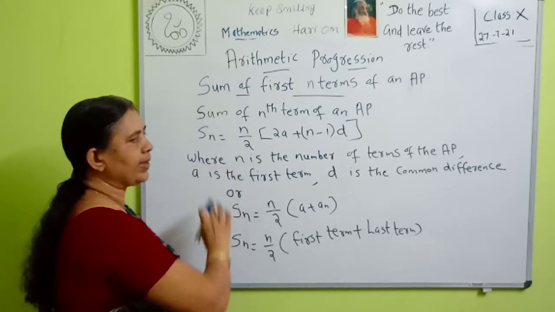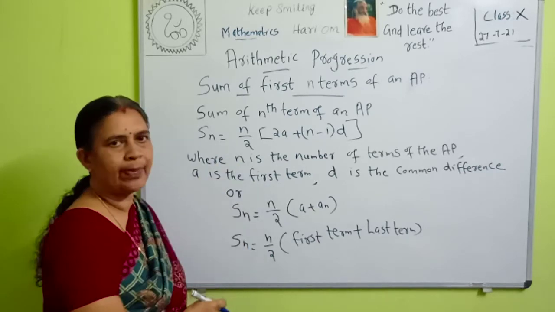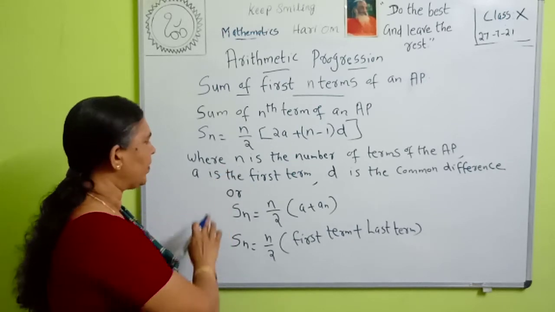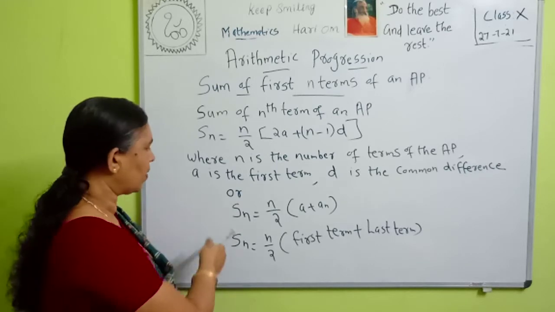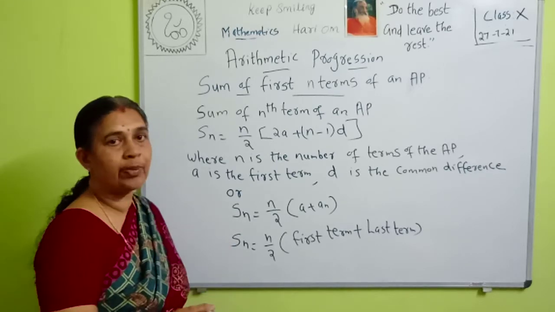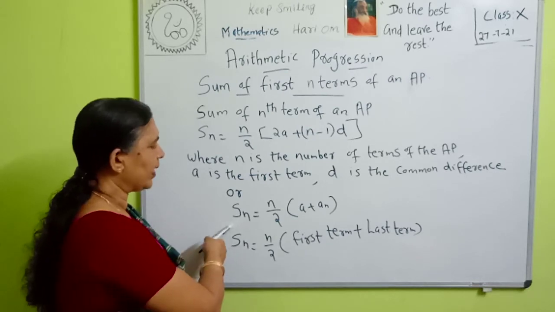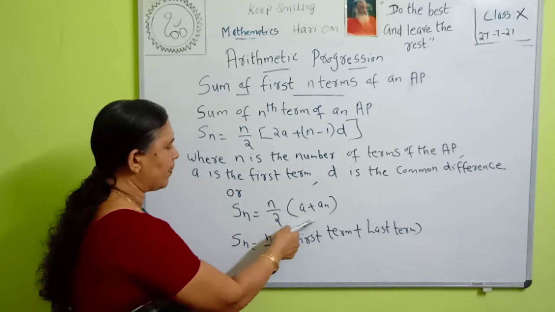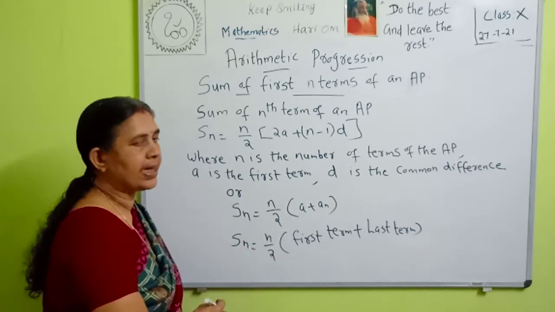Sum of n terms of an AP is Sn is equal to n by 2 into 2a plus n minus 1 into d, where n is the number of terms of the AP, a is the first term and d is the common difference. Or if the first and last terms of the AP are given, we can find the sum of n terms of the AP using the formula Sn is equal to n by 2 into a plus an. Or we can write Sn is equal to n by 2 into first term plus last term.